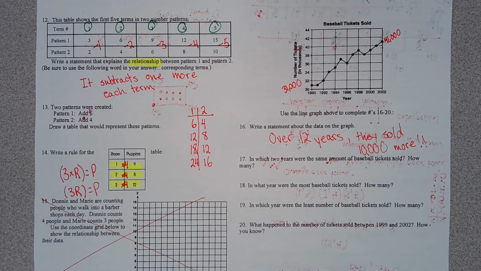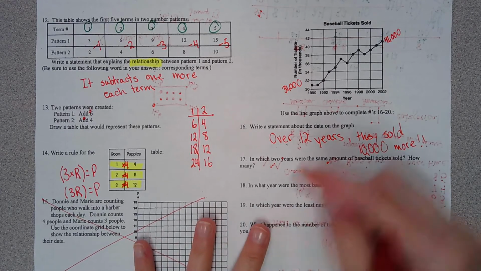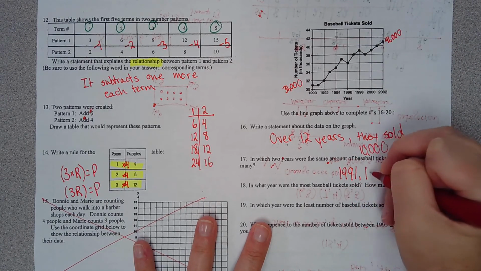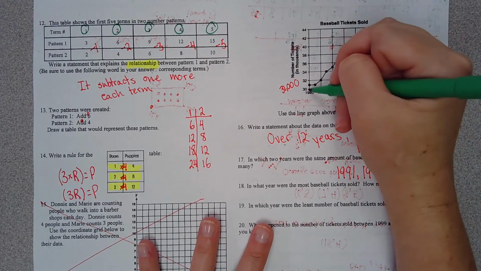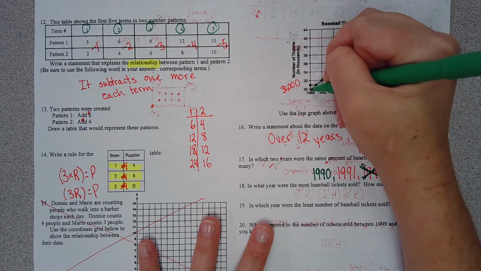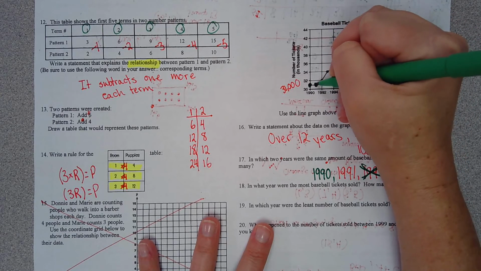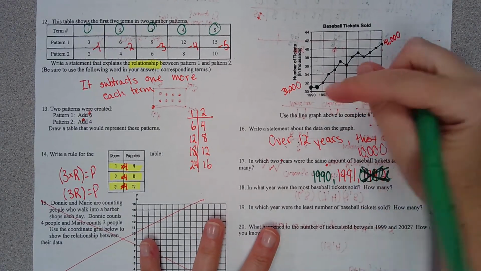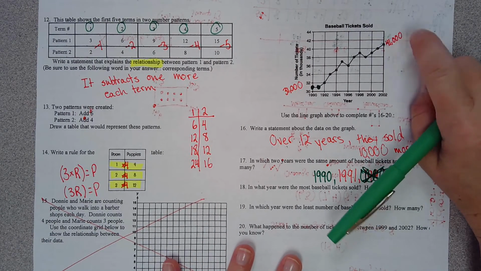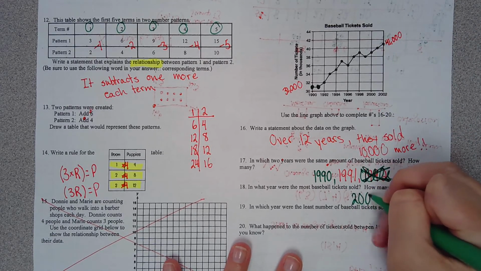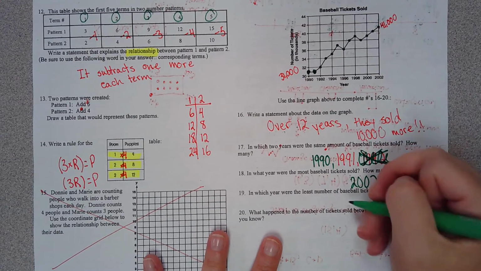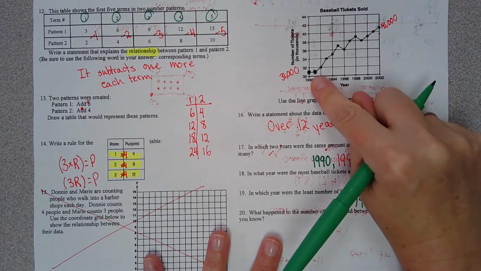All right. In which 2 years were the exact same amount of tickets sold? If I'm looking on here, the only ones that are the exact same amount are 1990 and 1991. Not 1990 and 1992, because 1990 sold 31,000 and 1991 the exact same amount. I apologize about that. And you can tell that they're the same because they're side by side. In what year were the most sold? Well, in that final year, so that's year 2002. In 2002, 41,000 were sold. In what year was the least sold? Well, in the year that they started, so that was 1990. Or 1991 is also low.